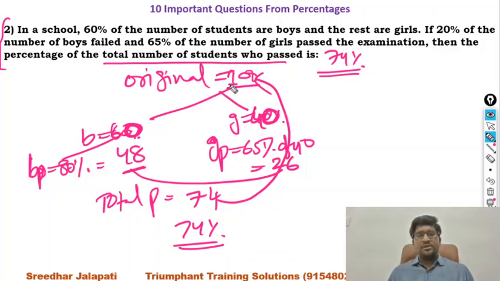Hope you understood. I took the total strength 100, as boys 60%, then girls 40%, and as 20% of the boys failed, then the rest 80% passed. Since you are asked about passed students, I took only the students who passed in boys as well as in girls. So total passed students 74 out of 100, so 74%. This is one of the methods to answer.